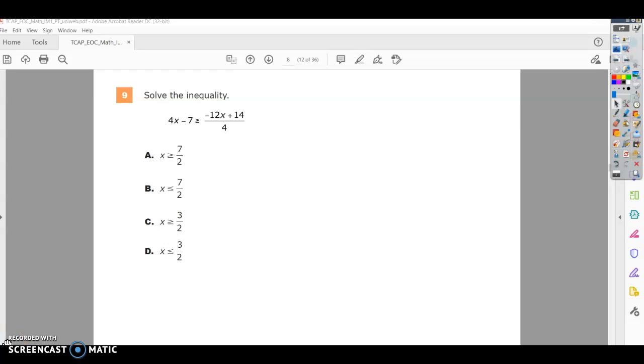Math 1 EOC practice test number 9. Solve the inequality. All right, I'm going to rewrite it over here just so it's a little easier to see, or at least a little easier to work under, I should say.